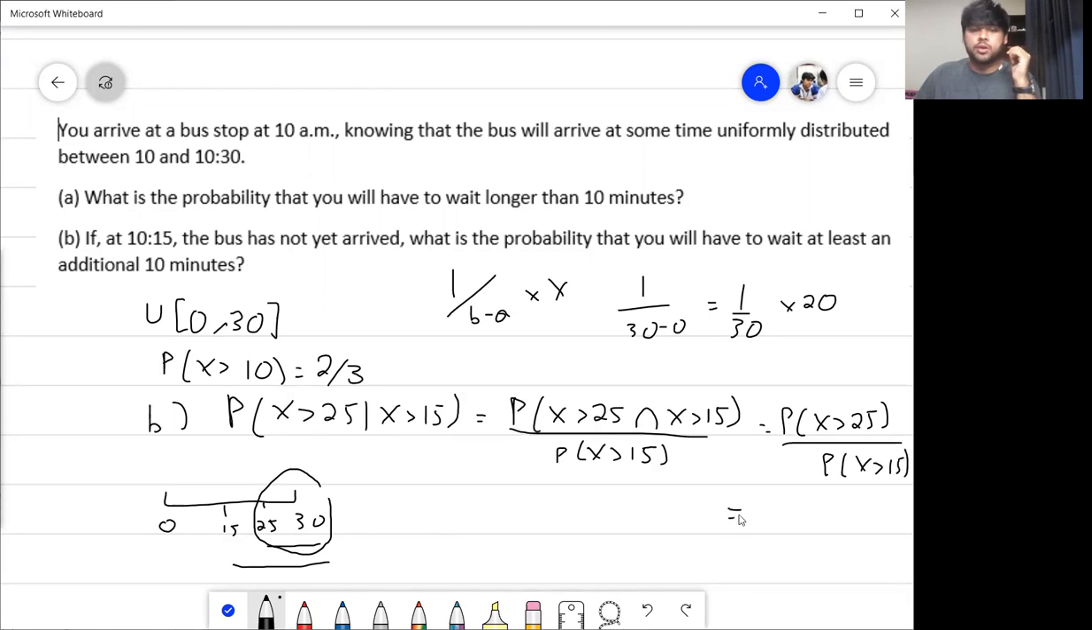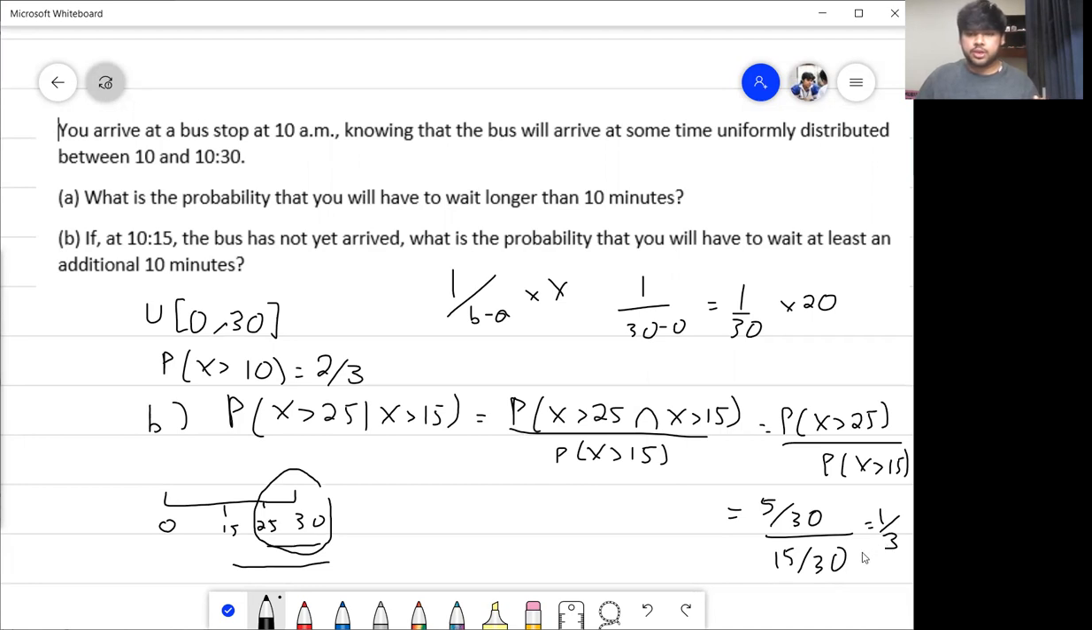So I calculate: x greater than 25 would imply 1 upon 30 multiplied by 5, because the values are 25 to 30, so 5 upon 30 upon 15 upon 30. So this will be 1 upon 3. Okay, are there any confusions?